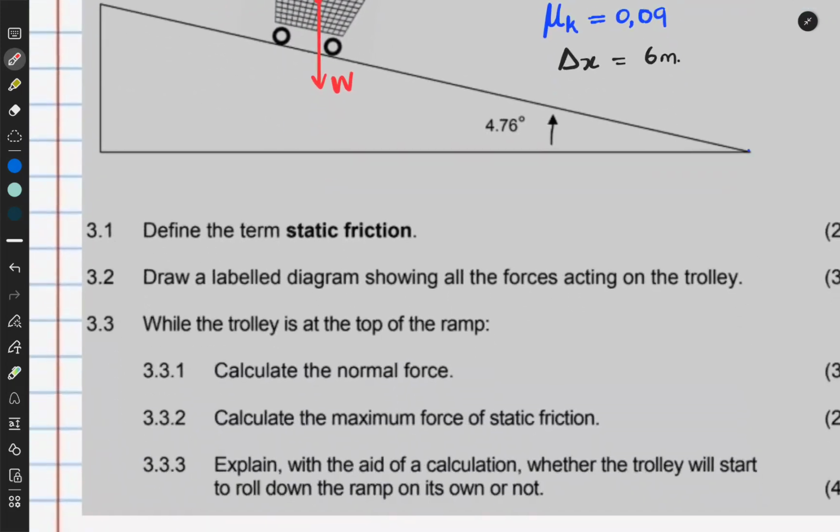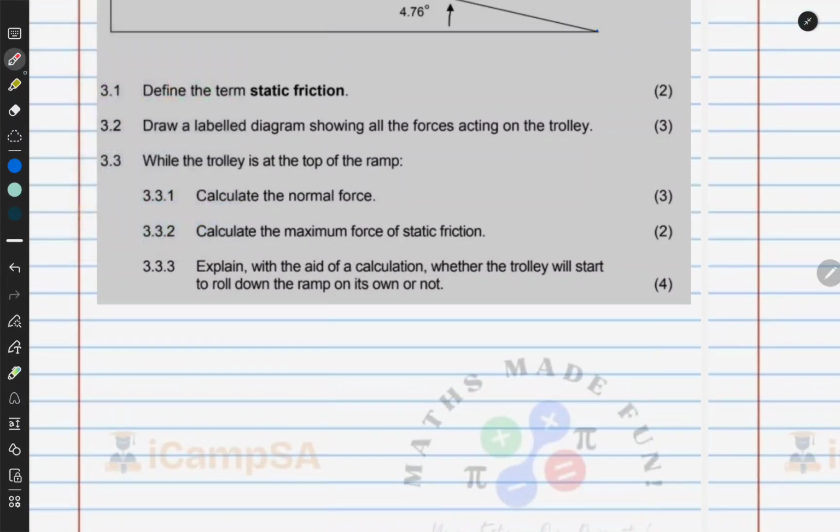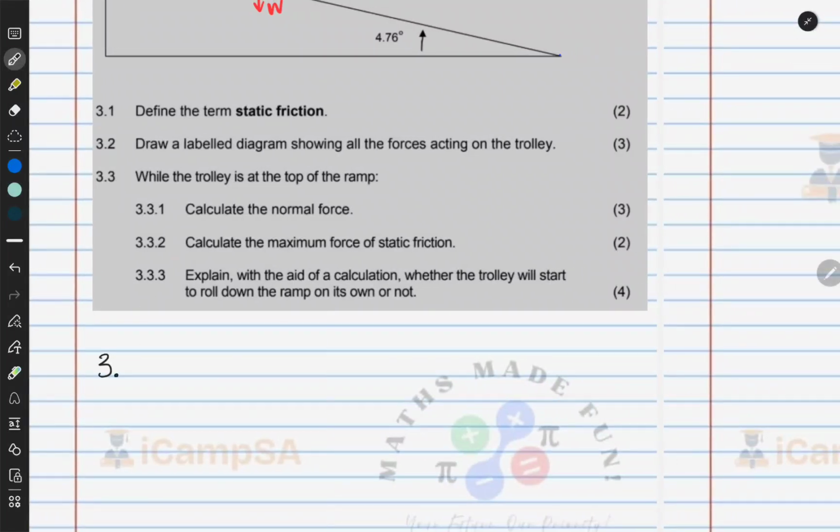Right, so let's go to our questions now. 3.1, define the term static friction. We know that static friction, by definition, is the force that opposes the tendency of motion of an object that is not moving. Or in short, it opposes the tendency of motion of a stationary object. Those two are the keywords: tendency and stationary. That's where your 2 marks come from.